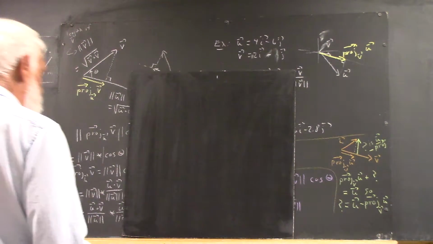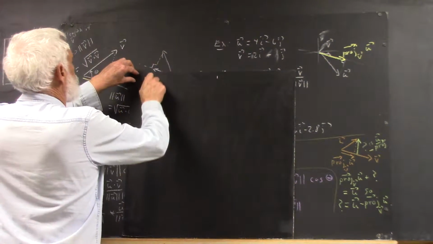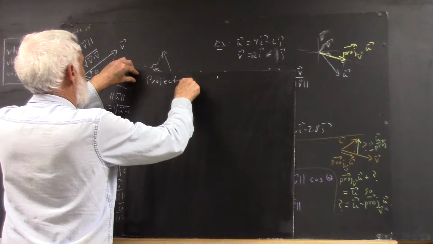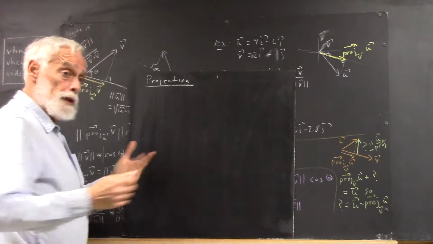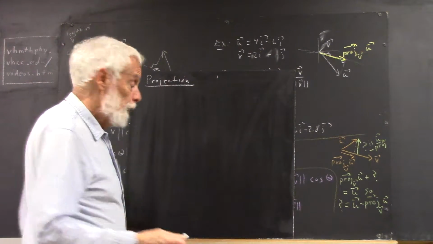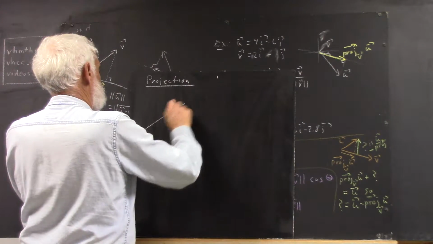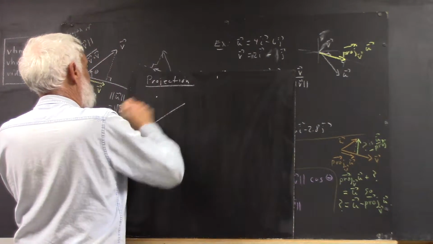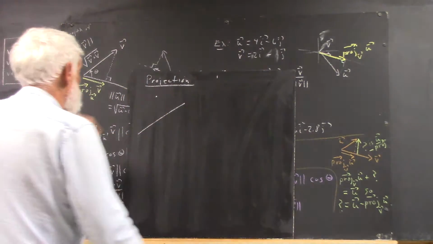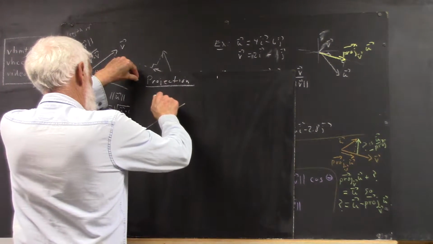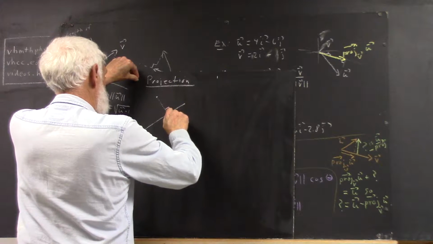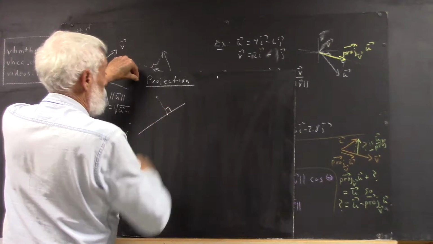Okay, we want to talk about projection. First projection we'll look at is a projection of a point onto a line. So if we have a line and a point, to project the point onto the line means to move in a direction perpendicular to the line until we hit the line.